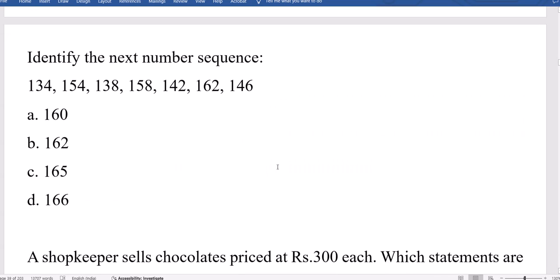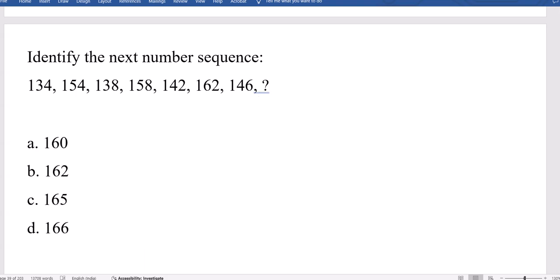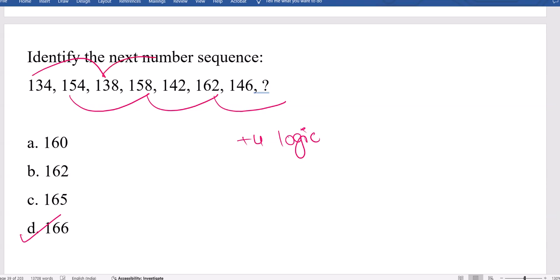Now identify the next number in the sequence. What will be the next number? Answer: 166. Alternate plus 4 logic. Plus 4 logic, alternate numbers you can try. Here also plus 4 only. Plus 4 logic, alternate.